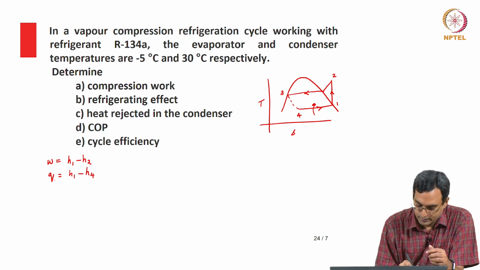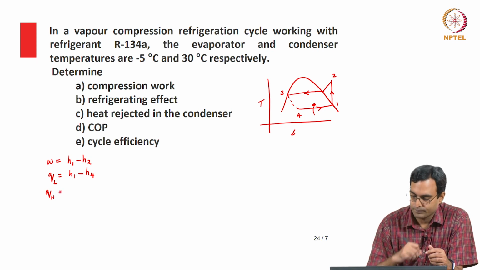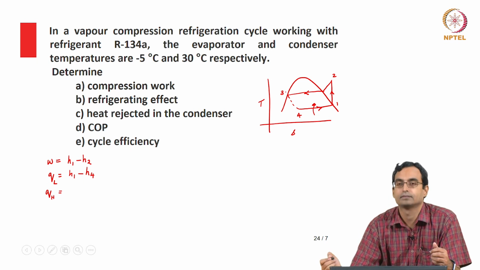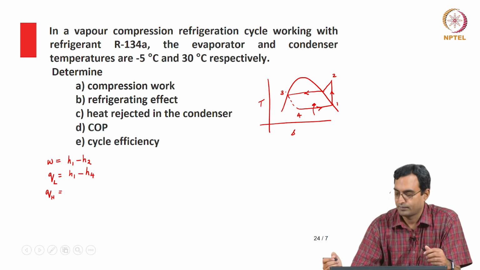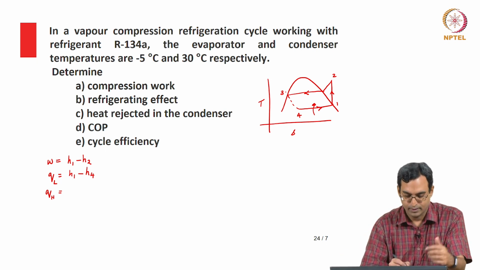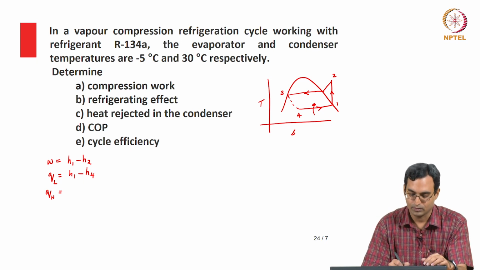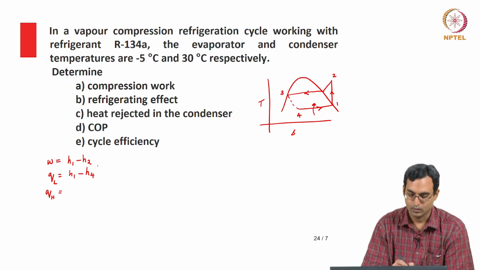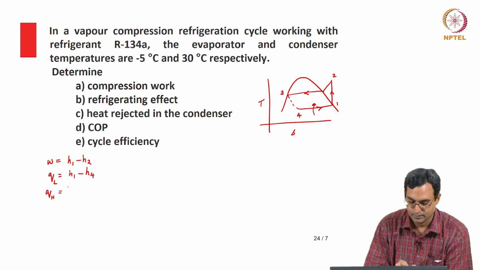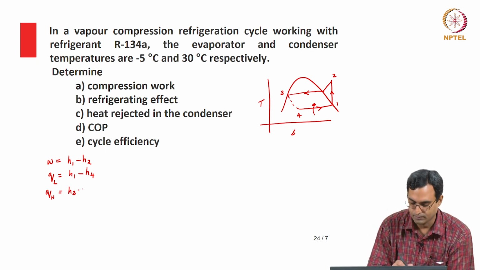Heat rejected in the condenser, we are typically calling it QH. Heat rejected in the condenser is what we are rejecting in 2 to 3. Again, from the first law, assuming steady state and assuming changes in potential and kinetic energy are small, which is also an assumption we have made in these two cases, the heat transfer comes out to be enthalpy at the exit, which is H3, minus enthalpy at the inlet, which is H2.